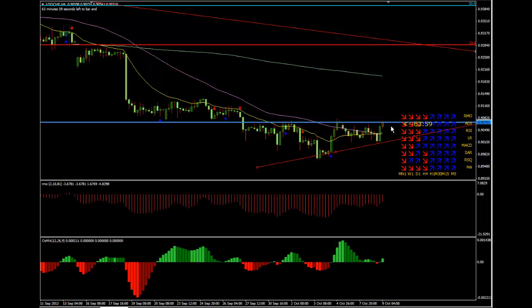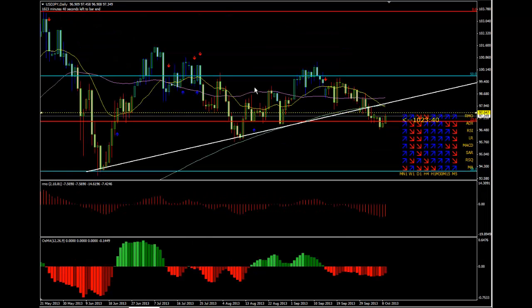So be patient on this particular pair. There's still another hour to go before we see the 4-hour candle close, and then what we could do, if we do get one, then we want to see the candlesticks going blue, the RMO getting above this area here, and the MACD spending more time above that before we even contemplate looking for a long on this particular pair.